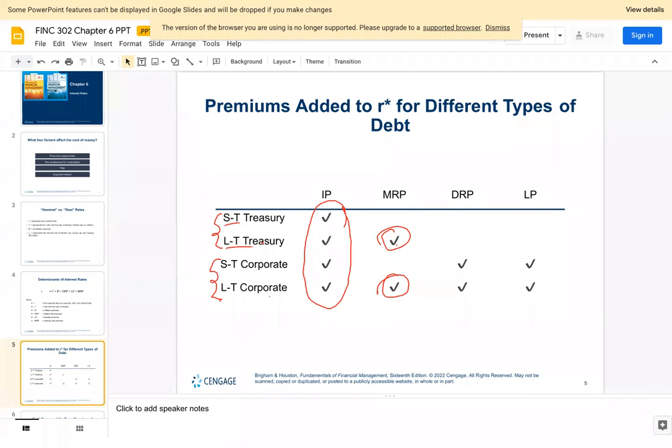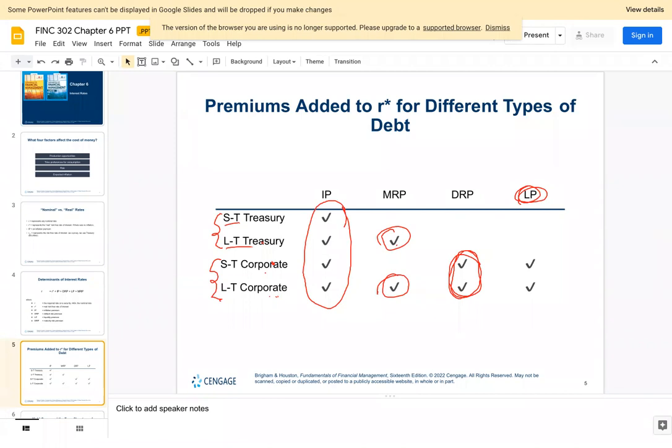So we don't have to worry about the default risk premium for Treasuries, but for securities issued by corporations, there's always the possibility that those corporations could go belly up and not honor their securities. And finally, what about liquidity? Liquidity, remember, has to do with being able to sell something and still maintain its market value.